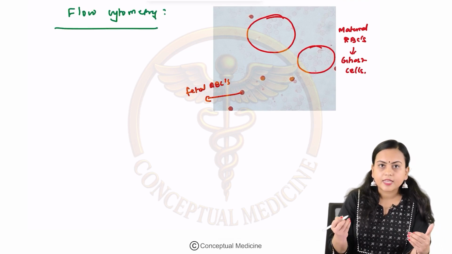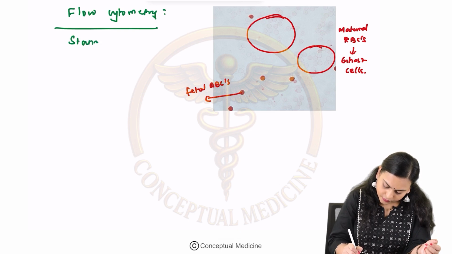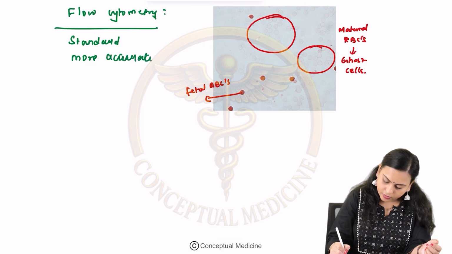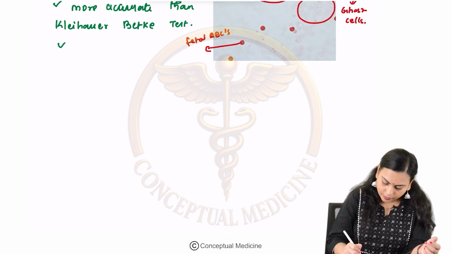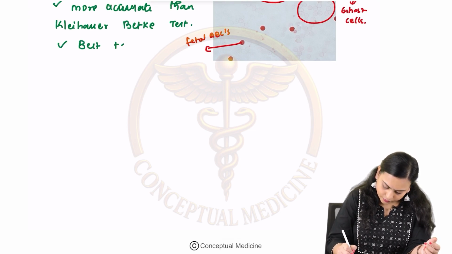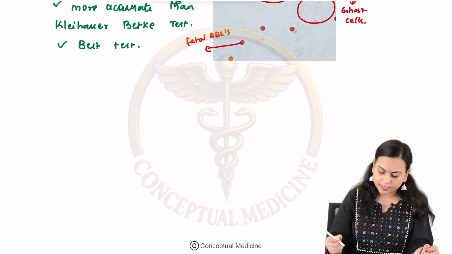Now, we can also do it by flow cytometry. This is also one of the standard and accurate tests, and it is more accurate than Kleihauer-Betke test. Okay. Standard, more accurate than Kleihauer-Betke test. So this can be considered as a best test also. Okay. Here we can even quantify a large number of fetal cells. Okay.